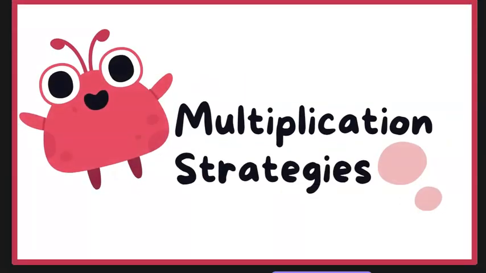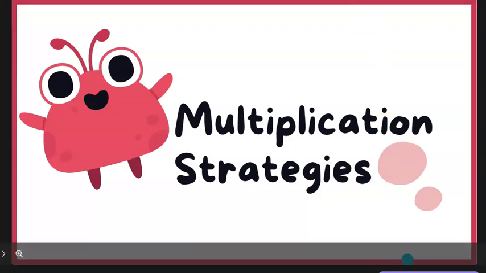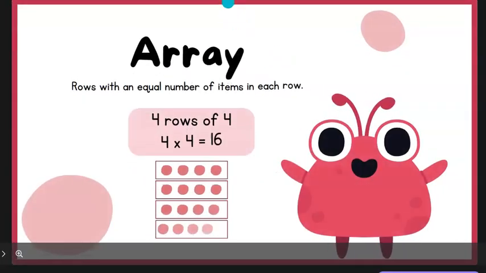In the last video, we went over multiplication strategies, but we were focusing on equal groups. In this video, we're going to be focusing on arrays. So let's get started. What is an array? You see this big vocabulary word here. An array is rows with an equal number of items in each row. So let's look at our visual example right here by our little monster.